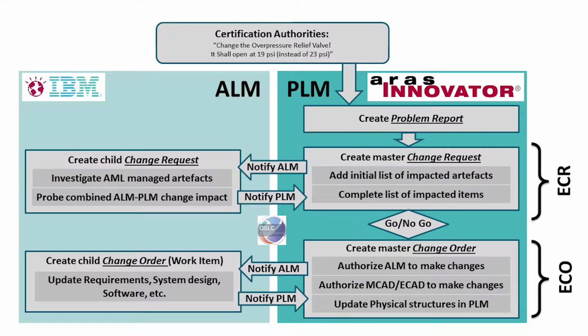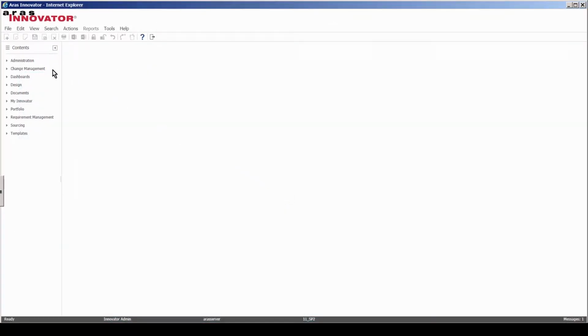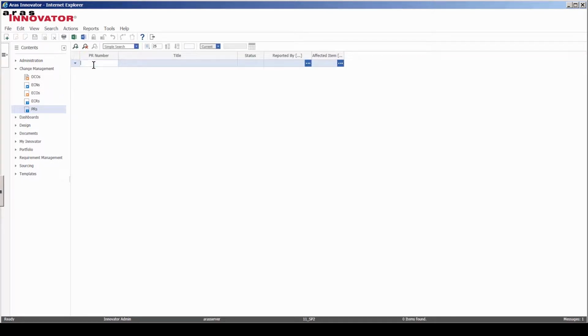Throughout this presentation, I will be referring to this PLM-ALM change flow. The process starts with a new problem report created in PLM. Once created, the report can be accessed by any authorized PLM user. Problem report describes the issue in a free text and provides additional information such as dates and severity levels.